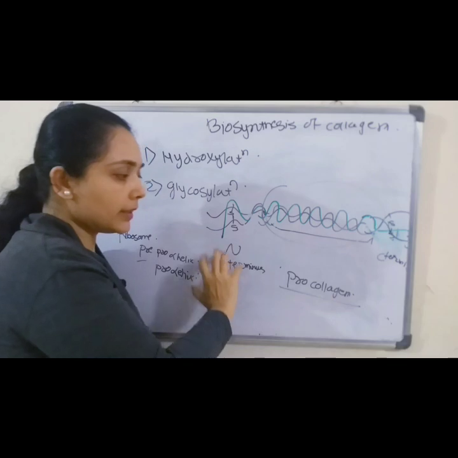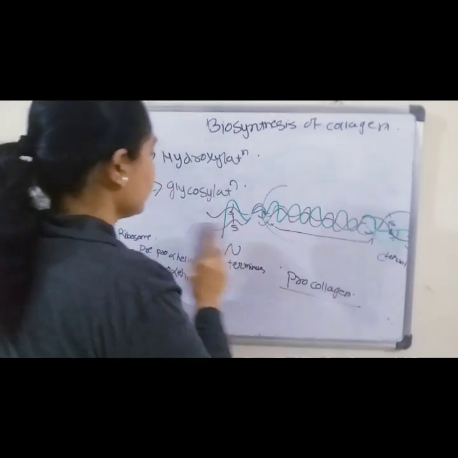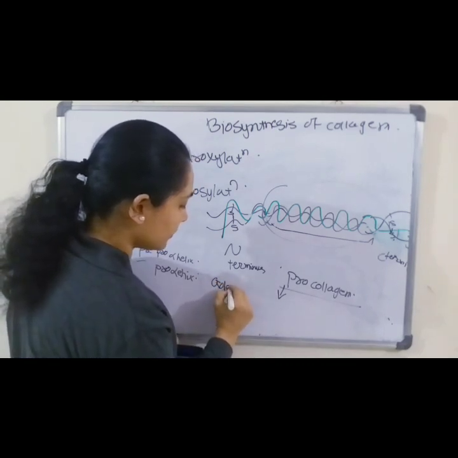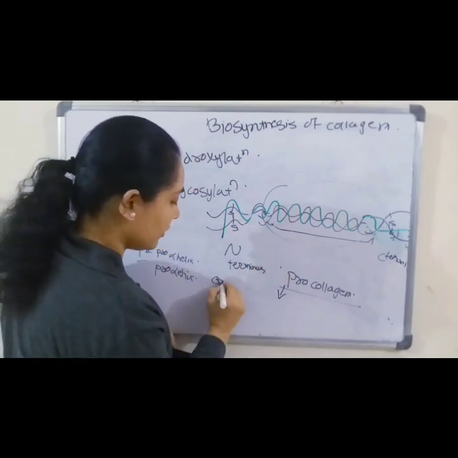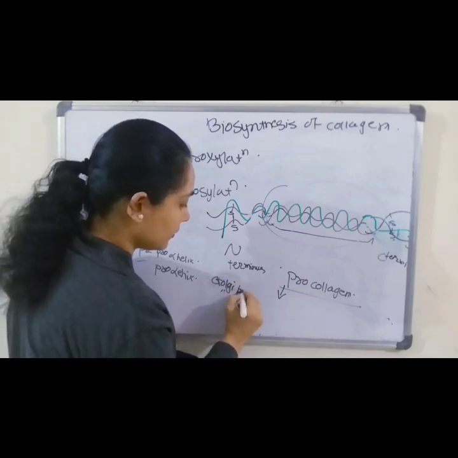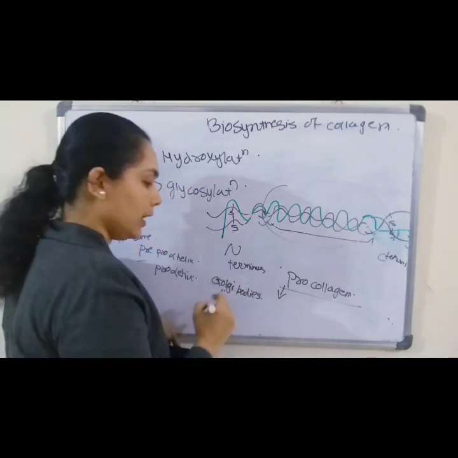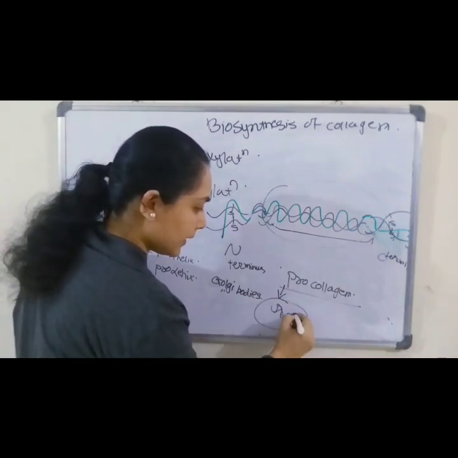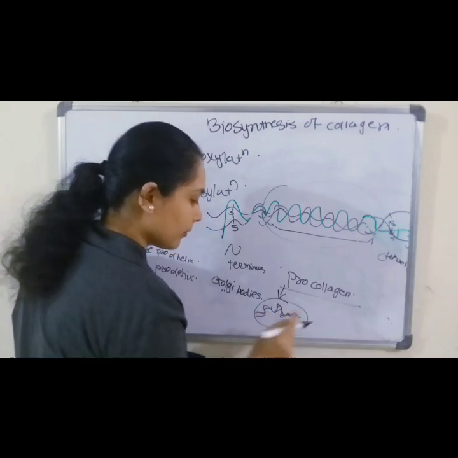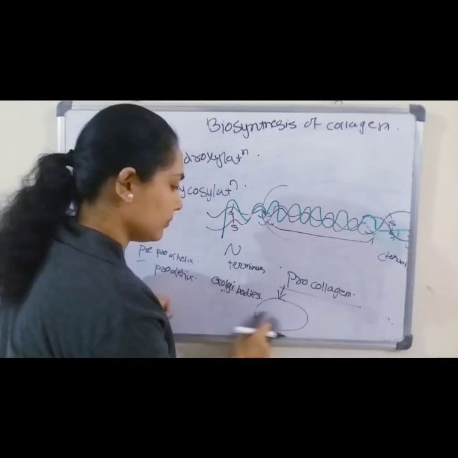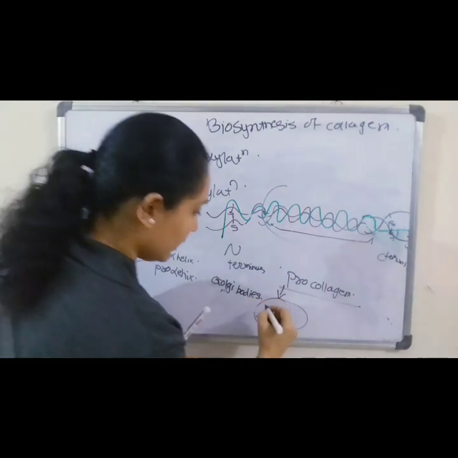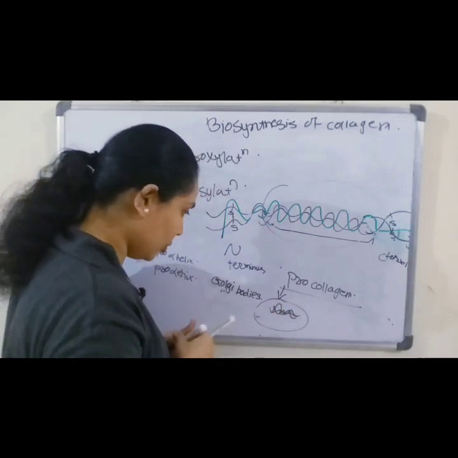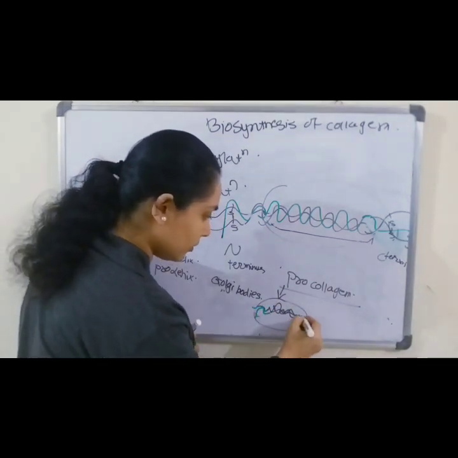After that, it will transfer to the Golgi complex. This procollagen in the Golgi bodies, where it will assemble into vesicles. Suppose this is a triple helix with the loose ends. Okay, now it is easy to distinguish.